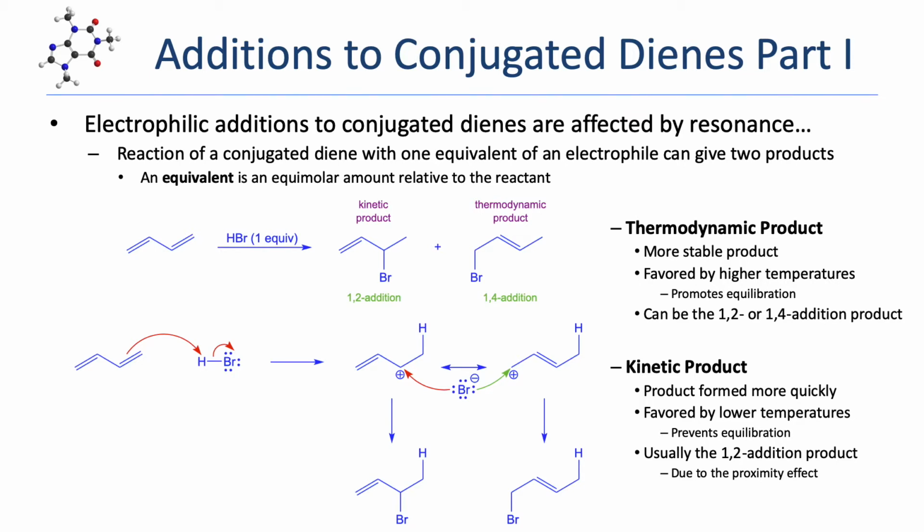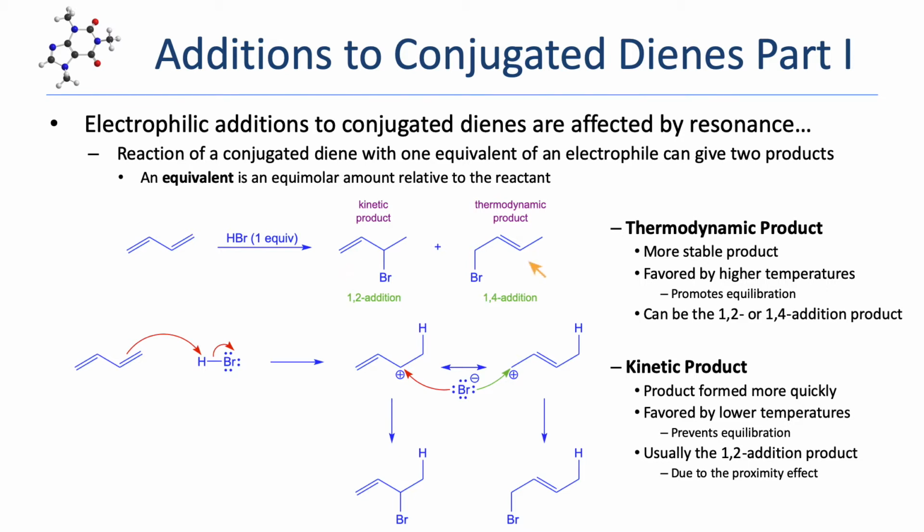When a conjugated diene is treated with one equivalent of an electrophile, like HBr, it can form two possible products. The first is the expected Markovnikov regioselective addition of the HBr molecule to either of the two alkenes. This is called the 1,2 addition product, because the H and the Br were added to adjacent carbons, or 1 and 2 relative to one another.